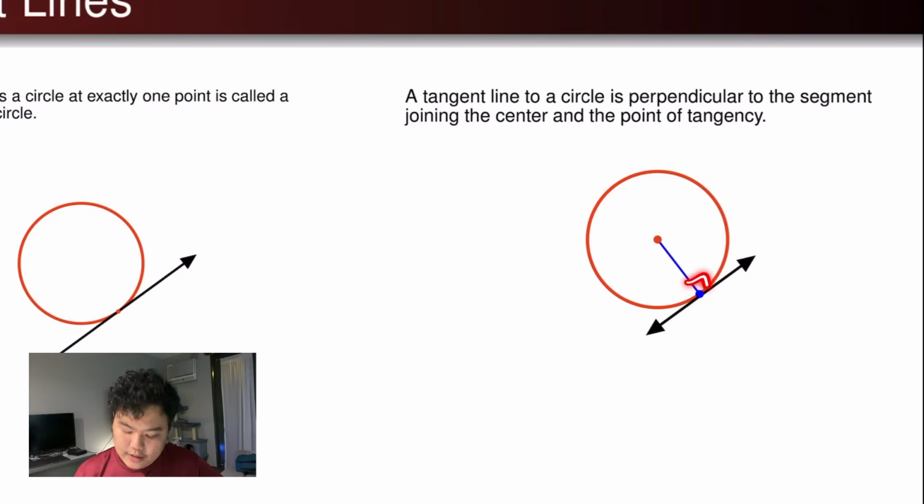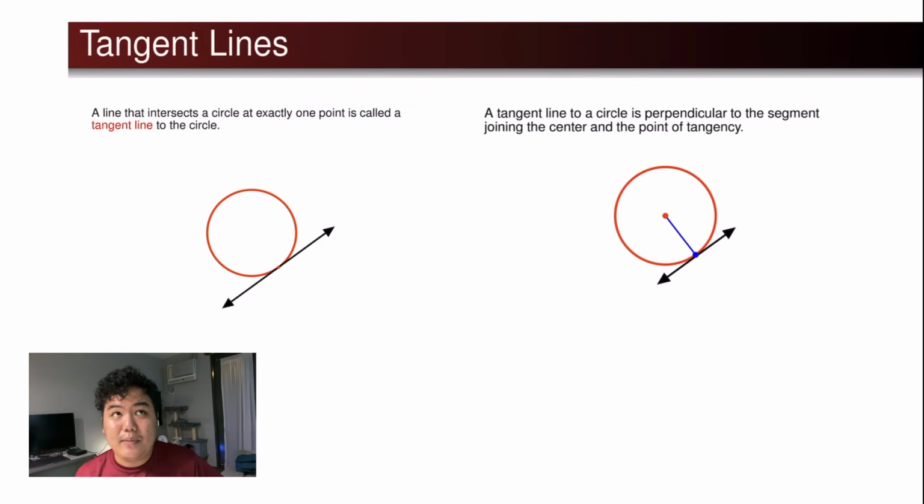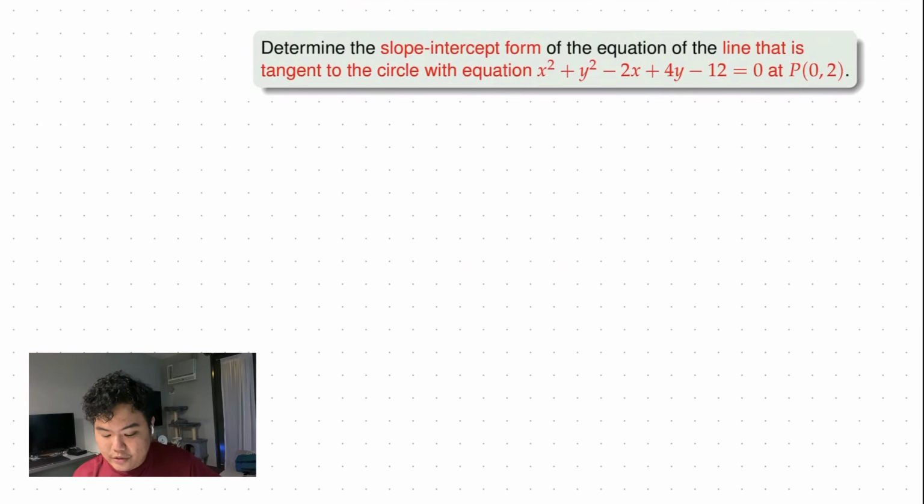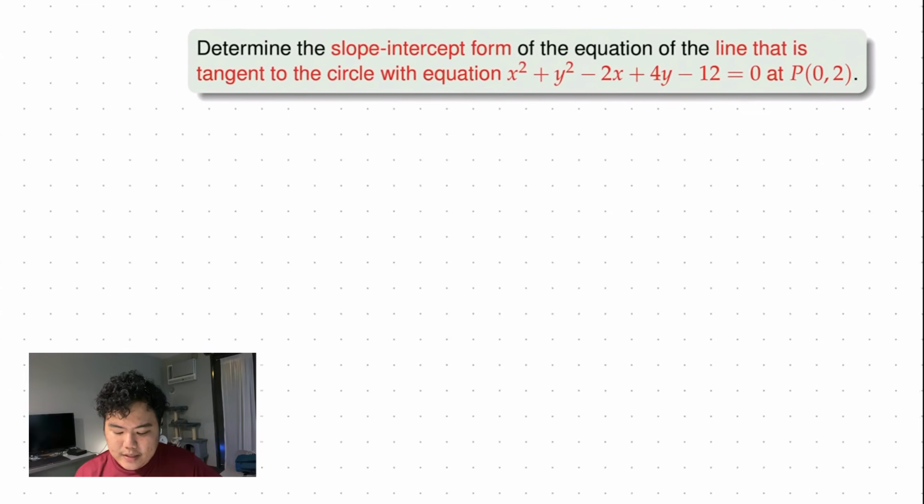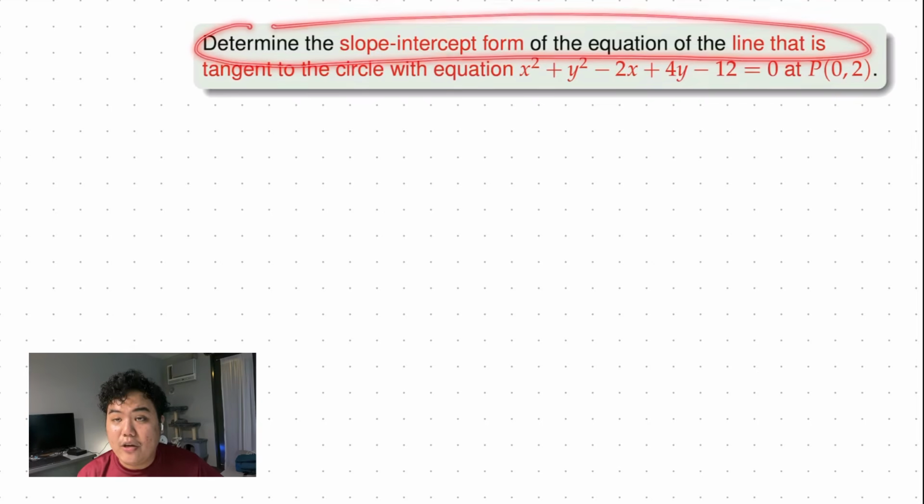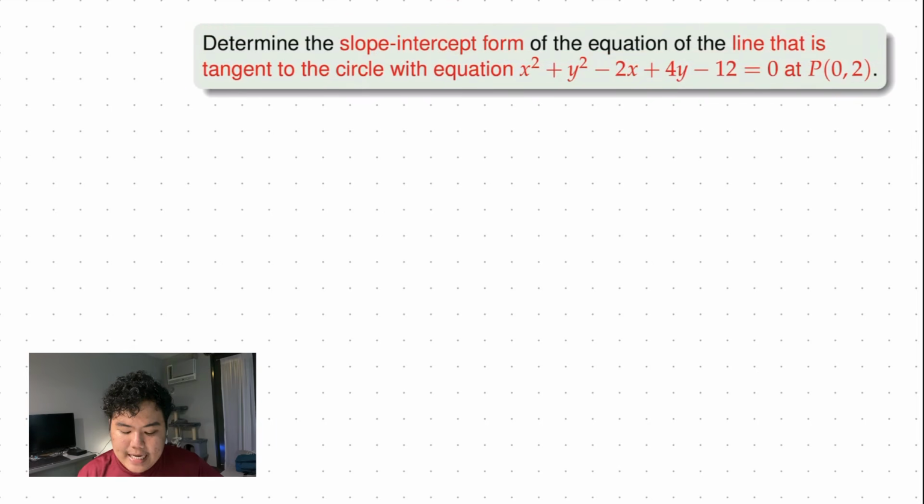So, perpendicular ito. So, nakikita nyo na ba ano yung mga problem na pwedeng lumabas? Meron pang perpendicular segment. Kapag perpendicular ang mga lines, ano yung slope? Okay? So, gawin natin tong problem na to. So, let us determine the slope-intercept form of the equation of the line that is tangent to the circle with this equation at 0, 2.